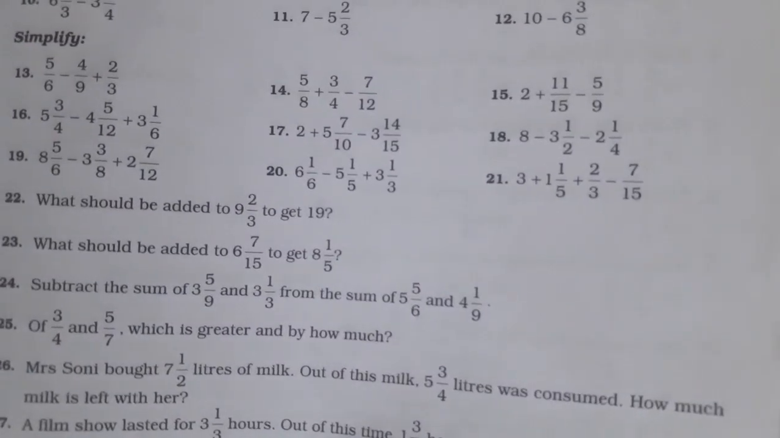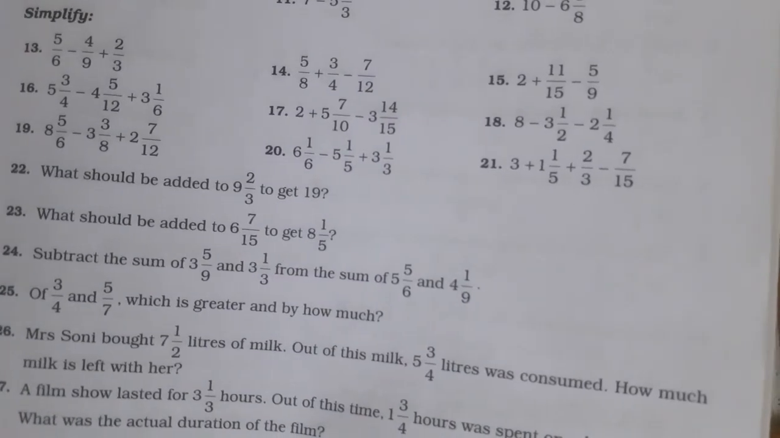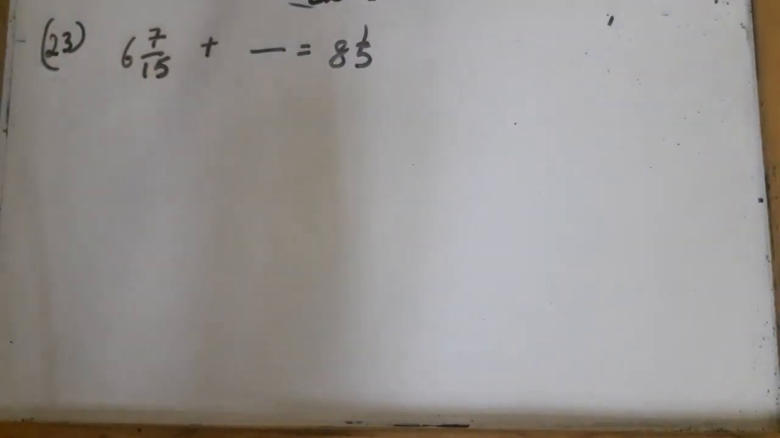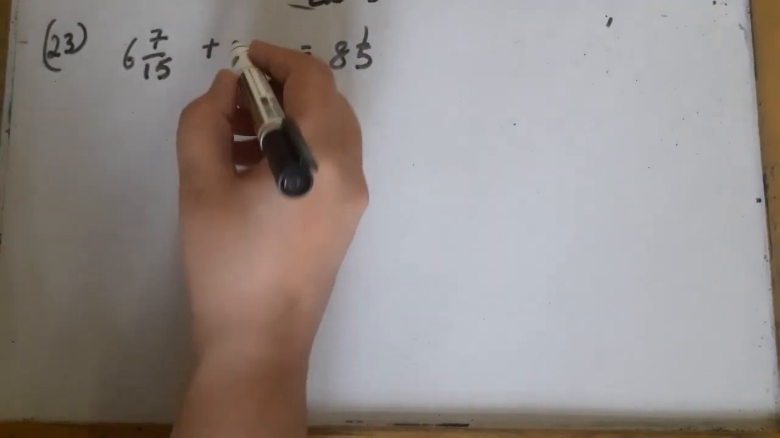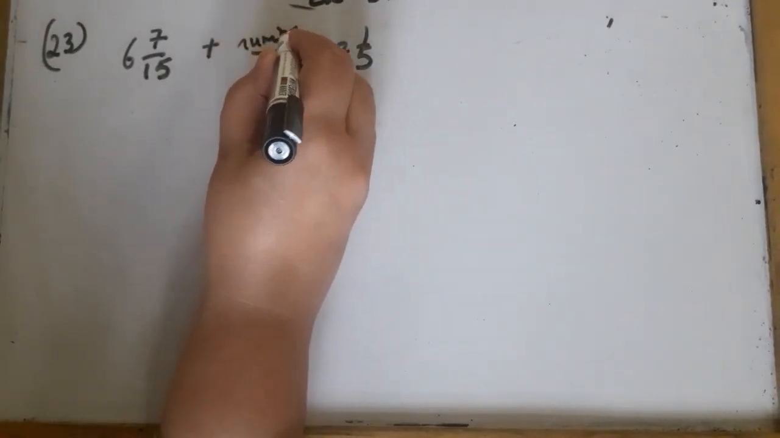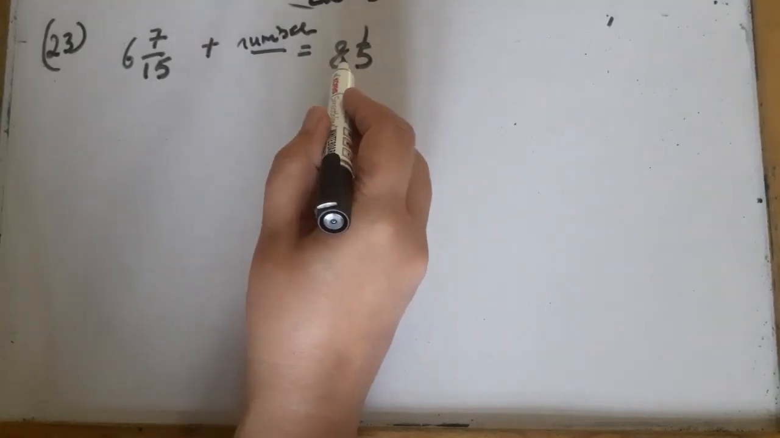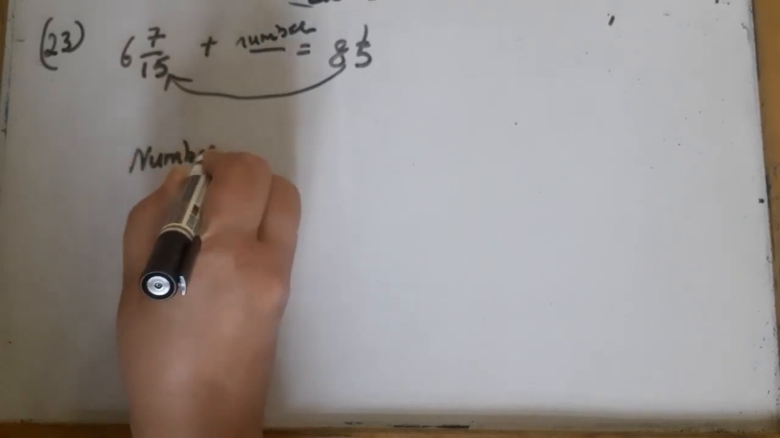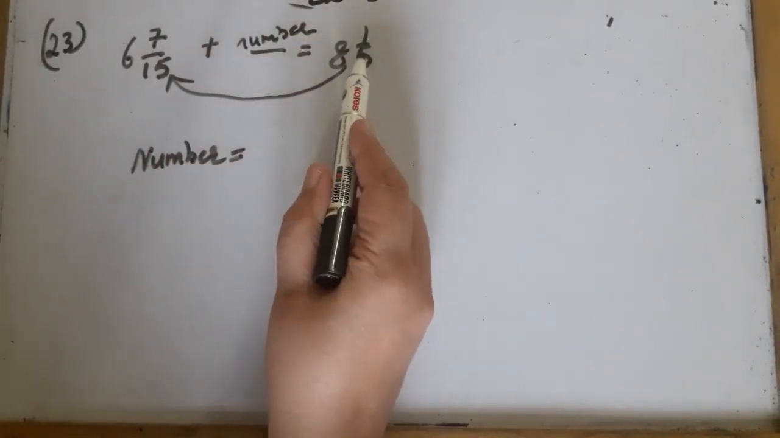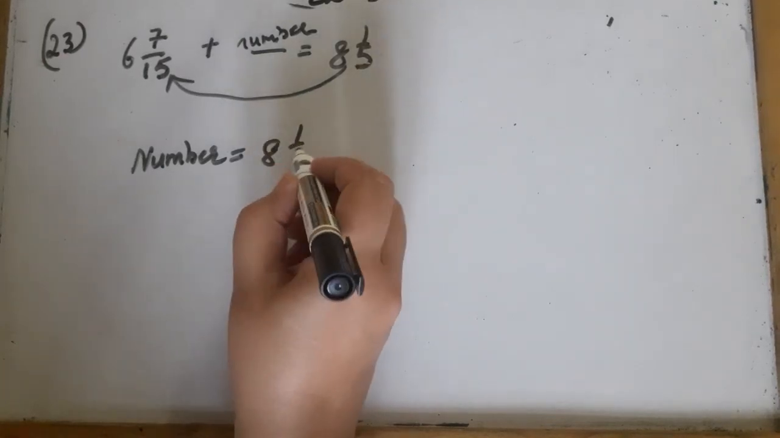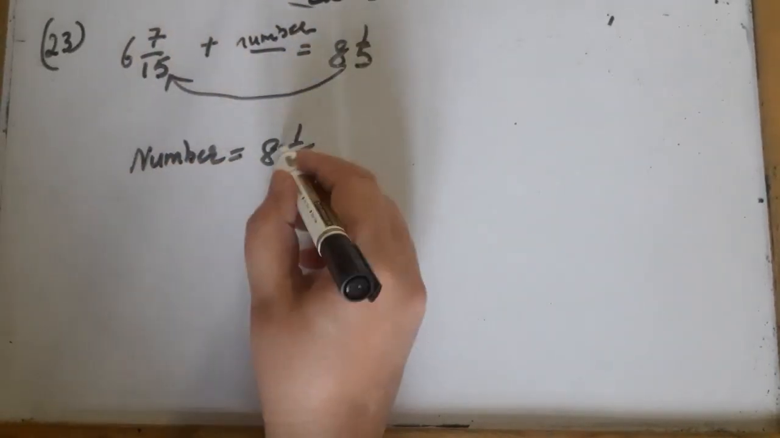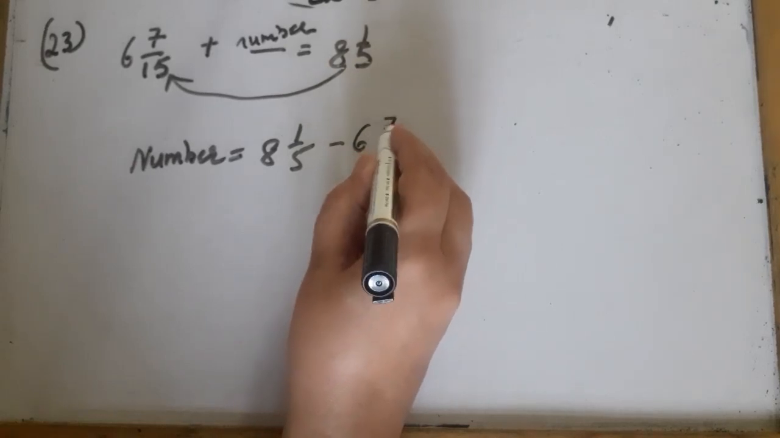Now in the 23rd question, it's the same as question number 22. They are saying, what should be added to 6 7/15 to get 8 1/5? I told you, the same as question number 22. You will subtract both the numbers. But when we subtract, you have to be very careful which number you keep in the first place. As you can see, this is 8 and this is 6, so 8 is bigger. 8 1/5 minus 6 7/15.